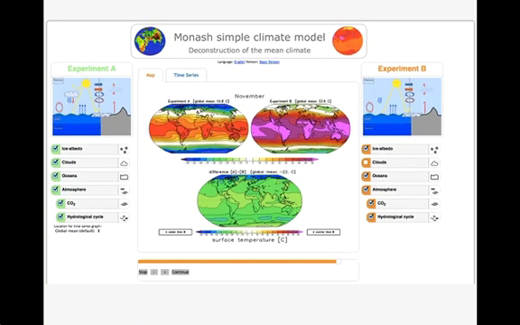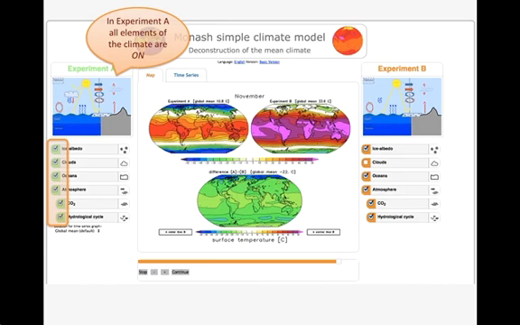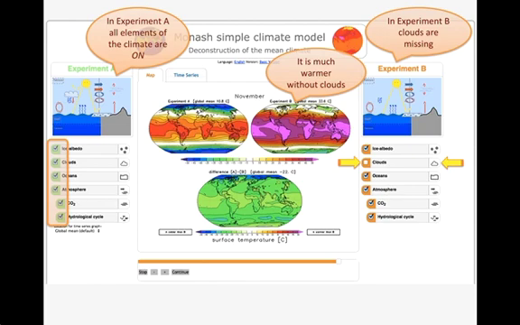Here in this interface, you see two experiments. On the left-hand side, you have experiment A, and the climate system, everything is switched on. And on the right-hand side, experiment B, the clouds are missing. And then in the figures, you can see without the clouds, it's much warmer. And the difference plot below shows you that with the clouds, the world is much colder.